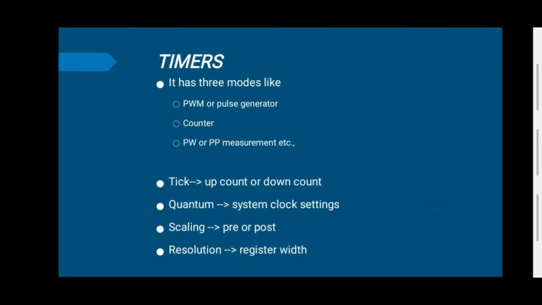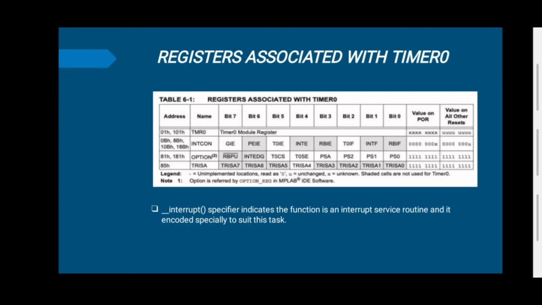And then timers. It has modes like PWM or pulse generation, counter, and pulse width or period measurement. Tick, up count or down count. Quantum, system clock settings, scaling, pre or post, resolution, register width. And then we see the registers associated with the timer. In the tabular column, we see the interrupt.